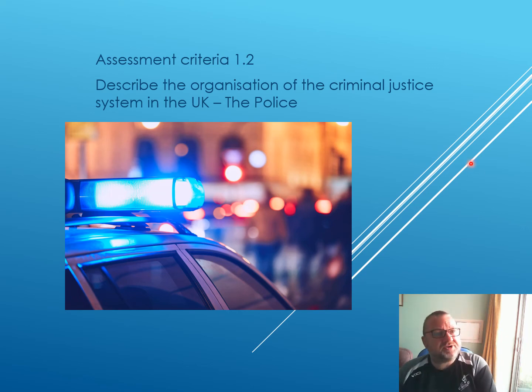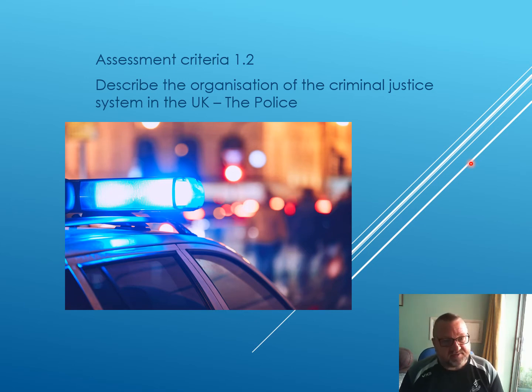Okay, I'm going to talk you through assessment criteria 1.2. 1.2 is looking at the organisation of the criminal justice system within England and Wales. In particular, what you need to know is the various different agencies that make up the criminal justice system. So that's the police, the courts, the prison service, CPS, probation service, voluntary groups, campaign pressure groups. And you need to know how each one works and how they interrelate with each other.